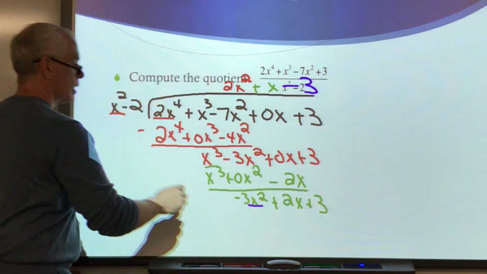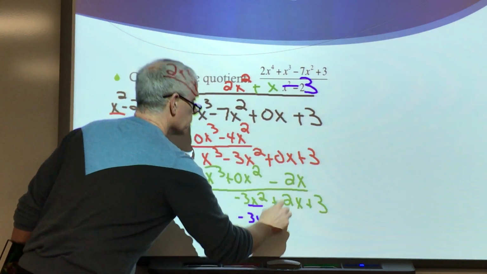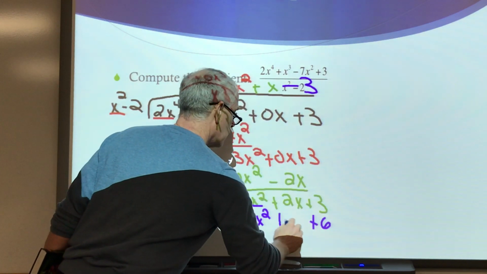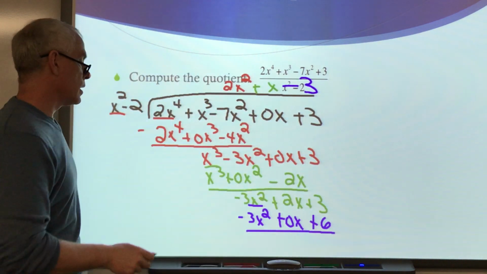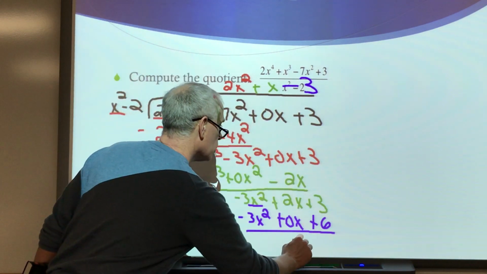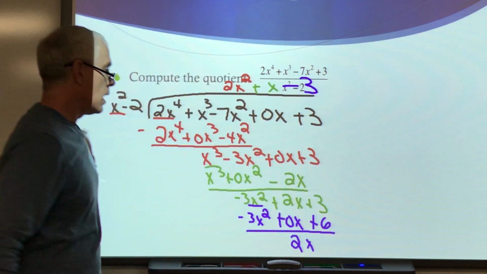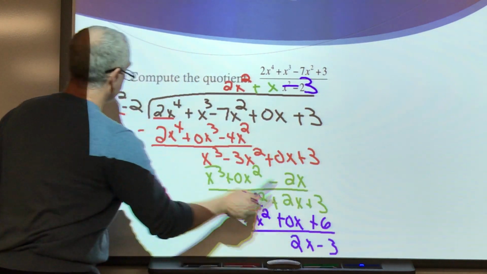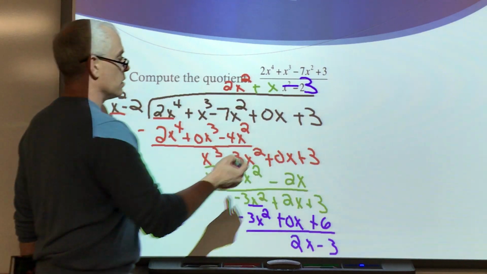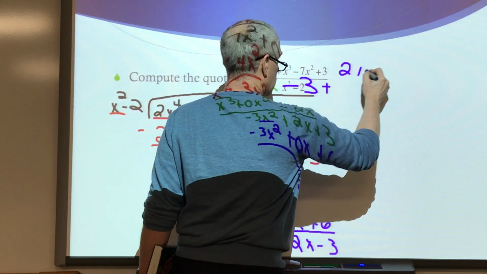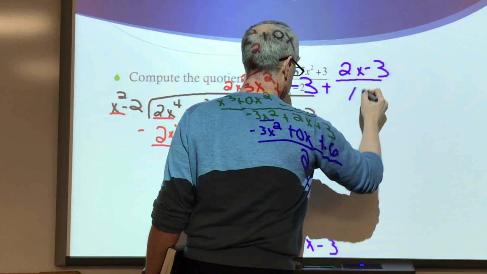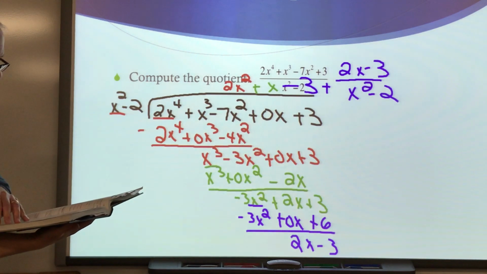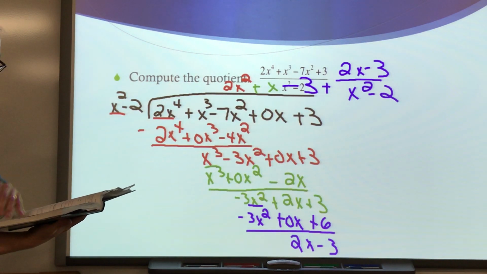Multiply down. Negative 3 times x squared is negative 3x squared. Negative 3 times negative 2 is plus 6. And there's no x's in the middle. So when I subtract, these are 0. 2 minus 0 is just 2x. And 3 minus 6 is minus 3. And I can't take x to the first divided by x to the second, so that's my remainder. I'm going to write plus 2x minus 3 over x squared minus 2. Okay, and so that's going to be my final solution there.